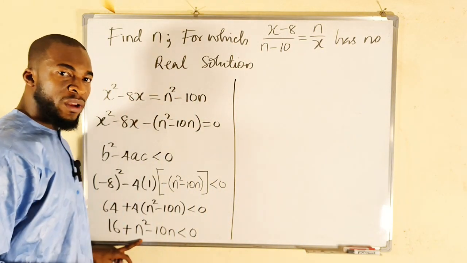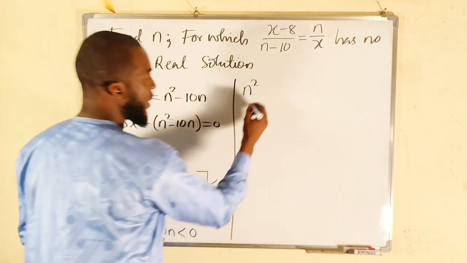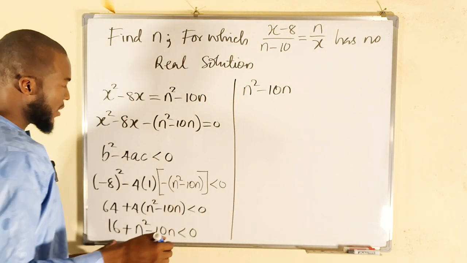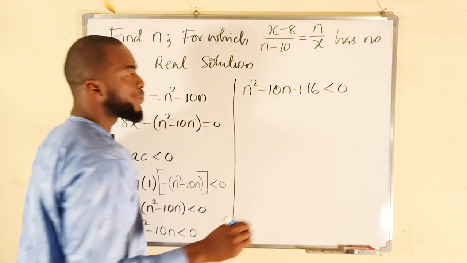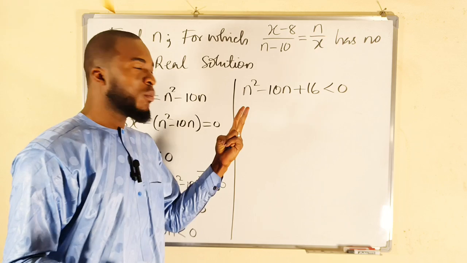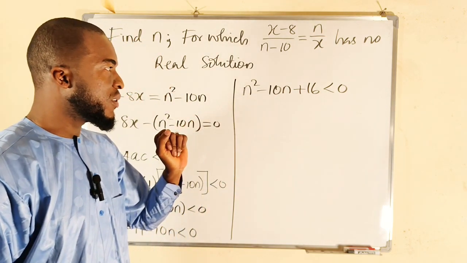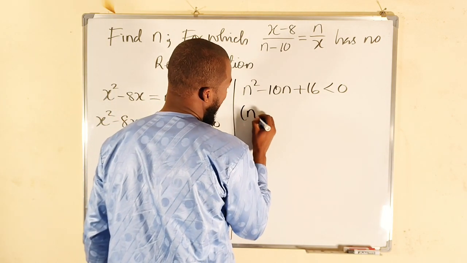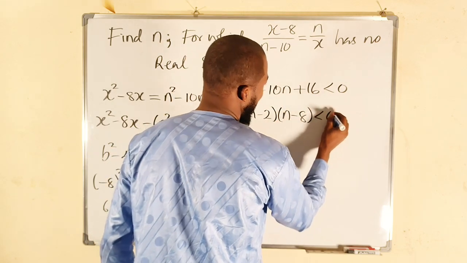So our quadratic equation in terms of n becomes n squared minus 10n plus 16 less than 0. Though this is a quadratic inequality. This can be factorized. We think of two numbers that can be multiplied to get 16, added to negative 10. The numbers are negative 2 and negative 8. So we have (n minus 2)(n minus 8) less than 0.